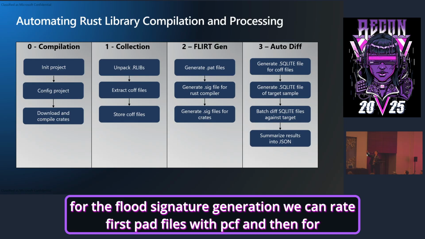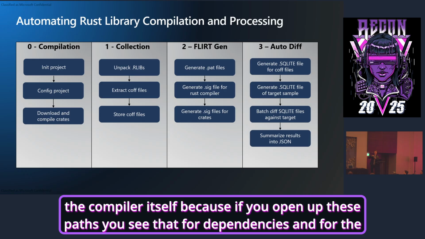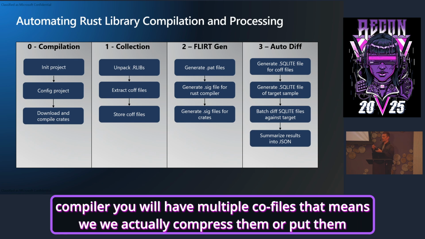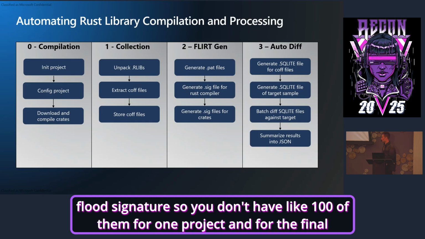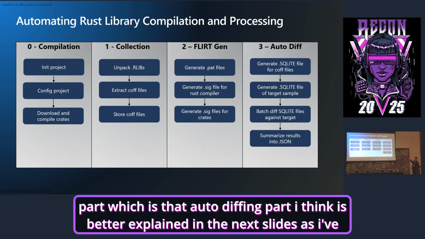For the FLIRT signature generation, we first generate PAT files with PCF. If you open up these paths, you see that for dependencies and for the compiler, you will have multiple COFF files. That means we compress or put them together, so for each dependency and each Rust compiler you have one SIG file, one FLIRT signature, so you don't have 100 of them for one project. The final part, the auto diffing part, is better explained in the next slides.